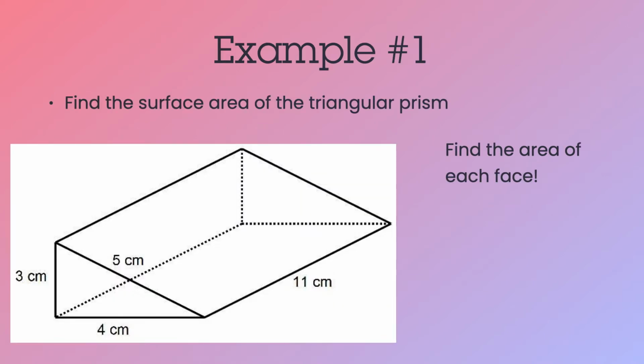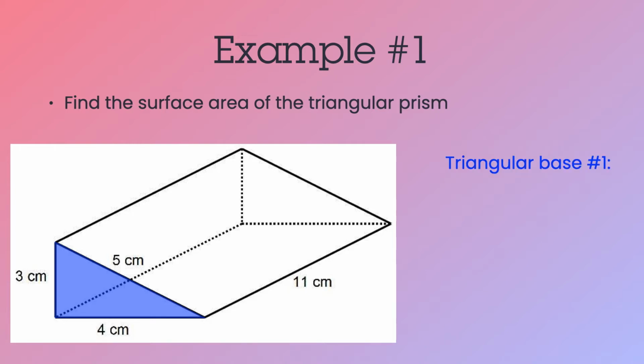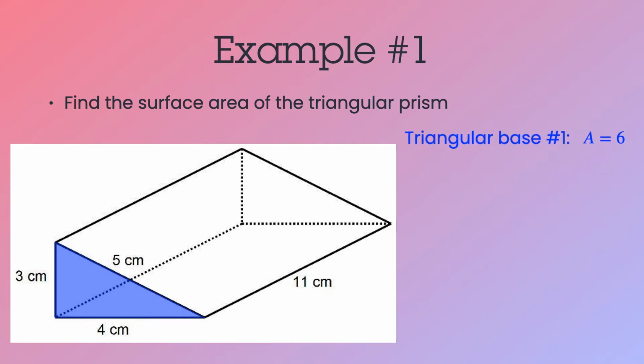Here's our first example. Let's find the surface area of this triangular prism. And really, our steps are just going to be to find the area of each face. Let's start with this triangular base at the front. Now we know to find the area of a triangle, we use 1/2 times base times height. So our base is 4 centimeters and our height is 3 centimeters. We'll fill those numbers in, and then 1/2 times 4 times 3 gives us 6. So the area of our first triangular base is 6 square centimeters.